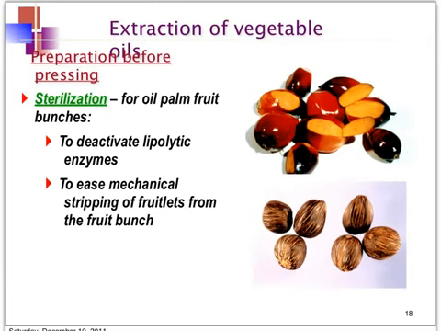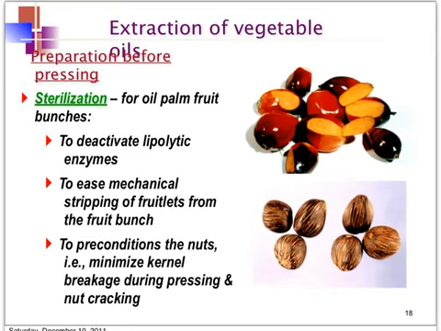And the high temperature during the sterilization process also serves to soften the fruit and to facilitate the removal, or the stripping, of the fruitlets from the fruit bunch. Also, the high temperature in the sterilization process will soften or precondition the kernel, so that the kernel shell is not too hard.